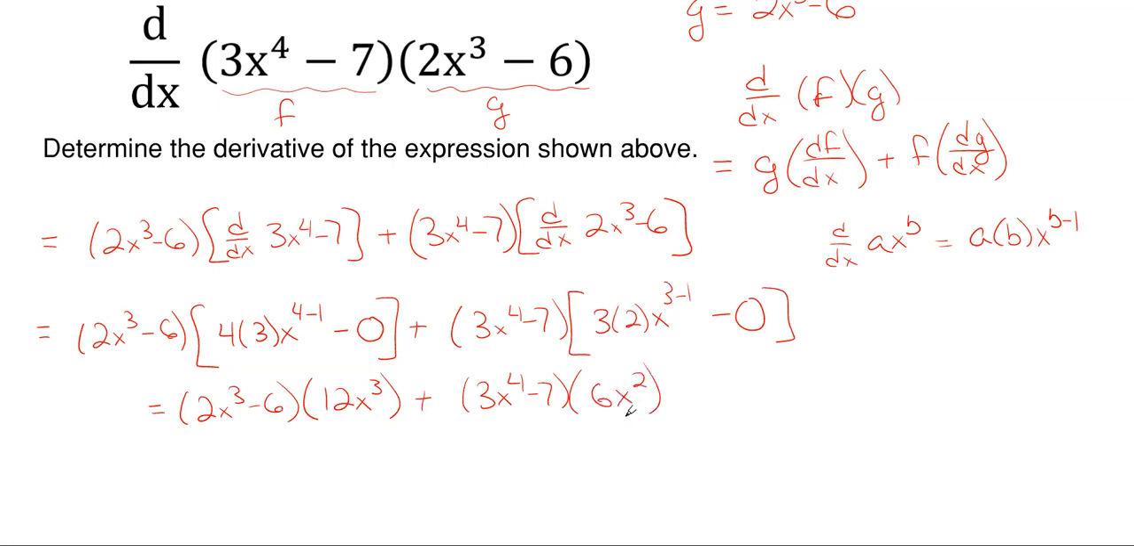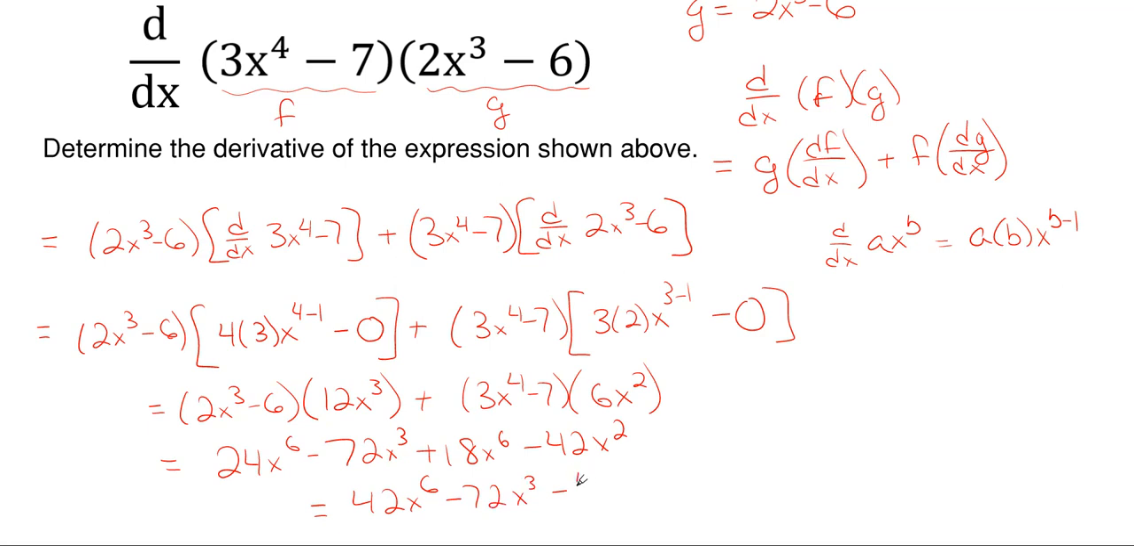So now it just becomes simple algebra to simplify, multiply through. So multiplying through, we get 24x to the sixth minus 72x cubed plus 18x squared minus 42x squared. Or I'm sorry, that's 18x to the sixth minus 42x squared. So let's combine our x to the power of 6 terms here. So we will have 42x to the sixth minus 72x cubed minus 42x squared. And that is my answer.